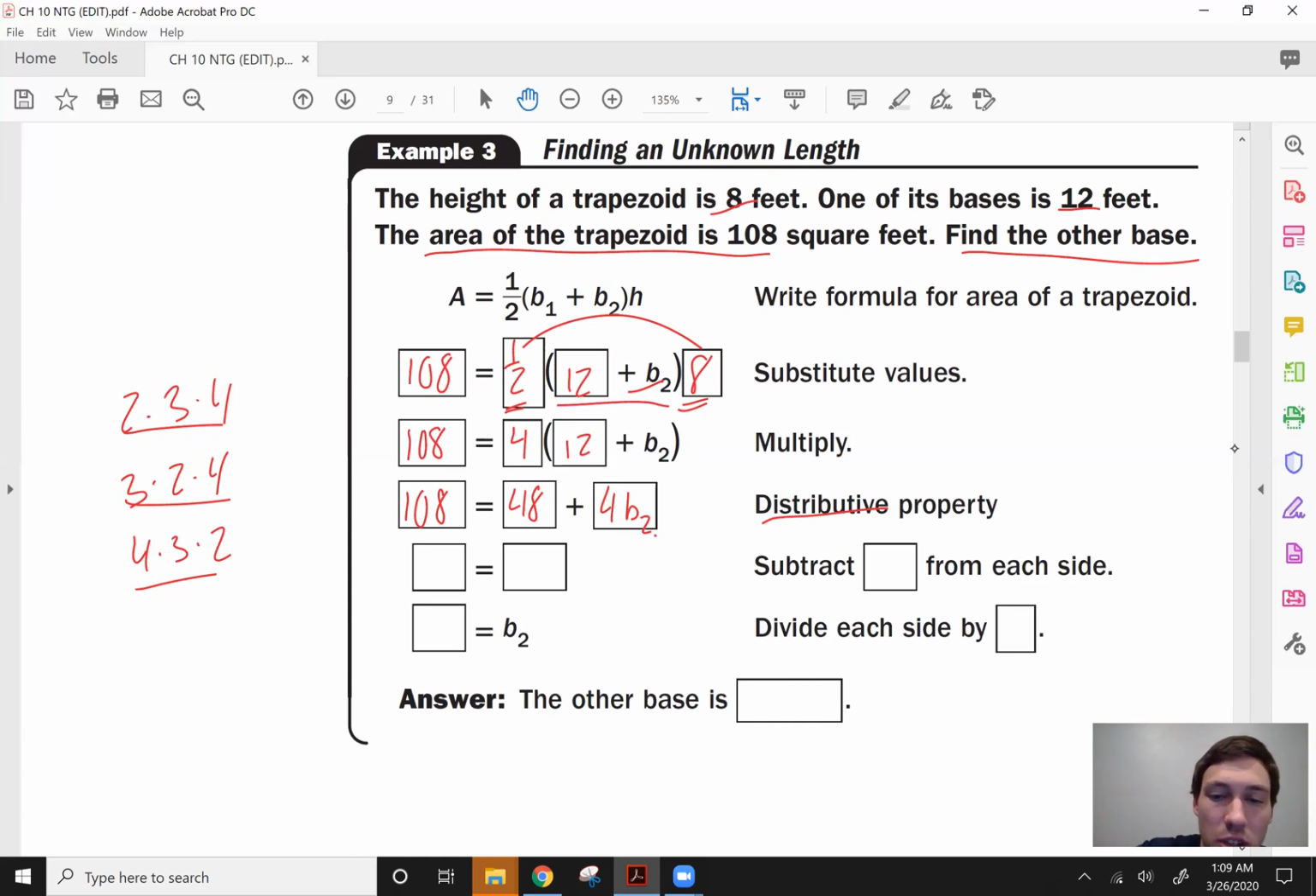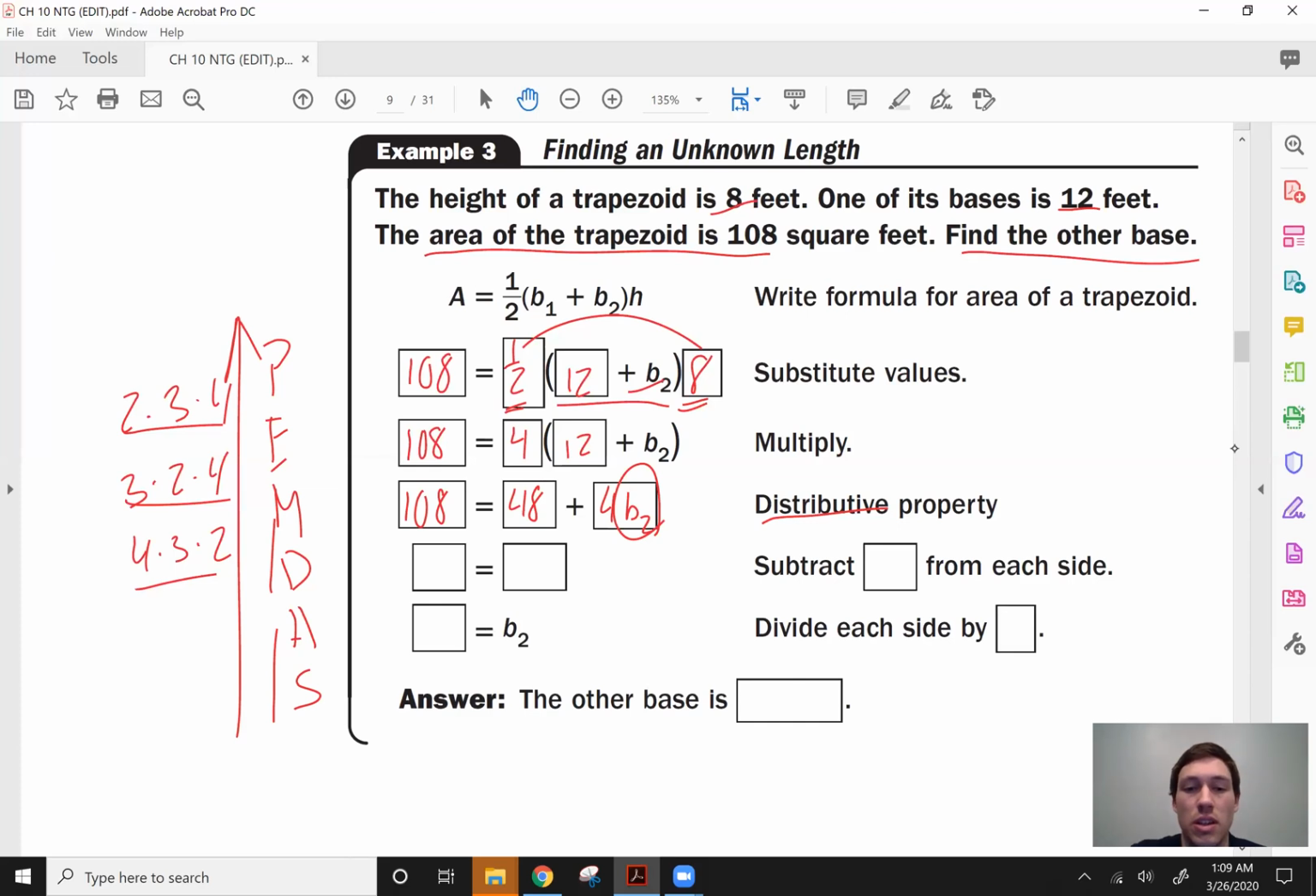Now, we're trying to solve for b sub 2. What's happening to b sub 2? It's being multiplied by 4, and it's being added by 48. What do we have to do first in order of operations? See how this stuff comes up all the time? Got to add or subtract first, then multiply or divide, because we got to go that direction. So it's being added by 48, so I subtract 48 from both sides. And then that gets me 60.